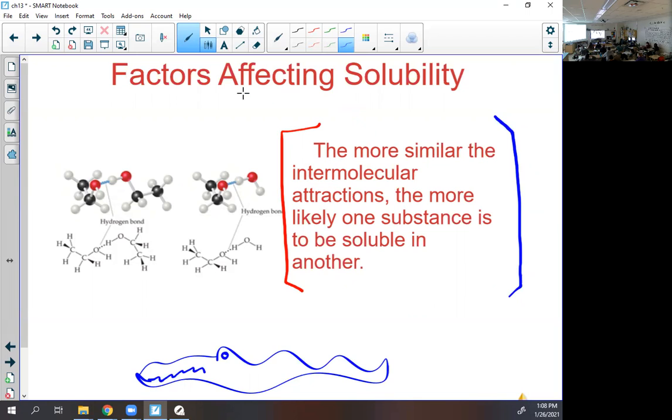Okay, here we go. The more similar the intermolecular attractions, the more likely one substance is to be soluble in another. I have no idea, but I don't draw well, but that one's kind of cute. All right, I'm moving on.